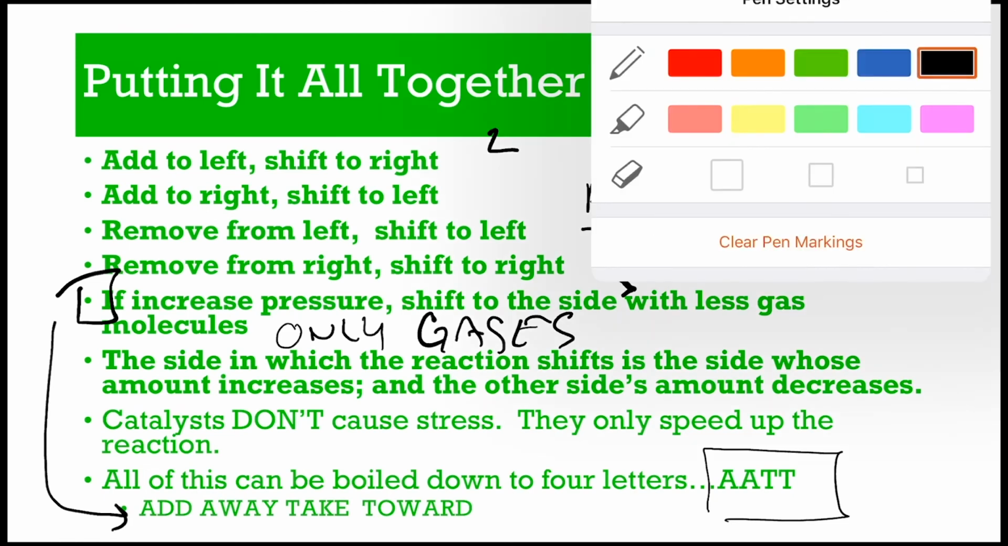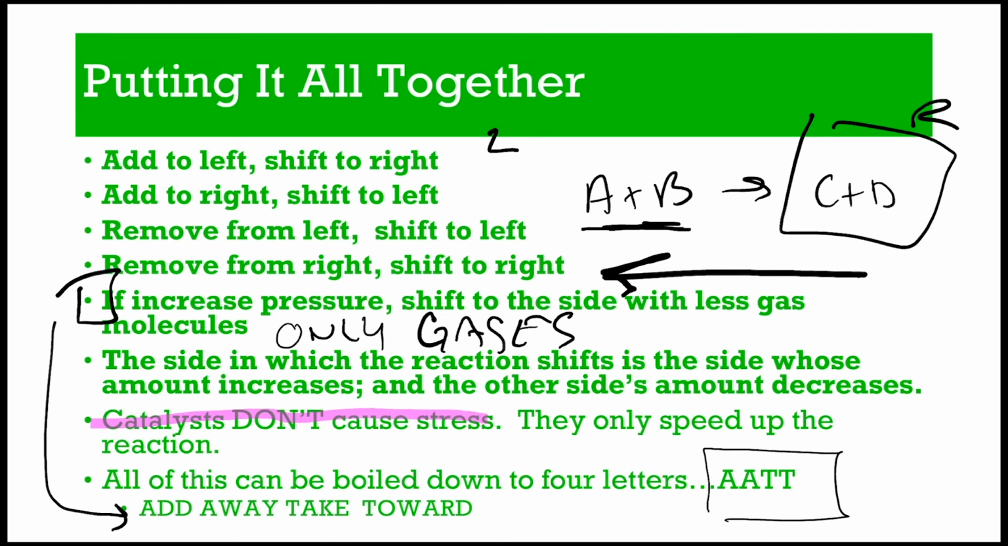The last thing to point out, and this is even going to be highlighted because it is super important: if you add a catalyst, that does not stress out the reaction. It only speeds it up. It changes the speed of the reaction equally, so it changes the forward as much as it changes the reverse. It does not stress out the reaction. So if you want to shift it one way or the other, a catalyst does not do that. Right. What the catalyst does is just speed up the reaction, and it doesn't change anything else.